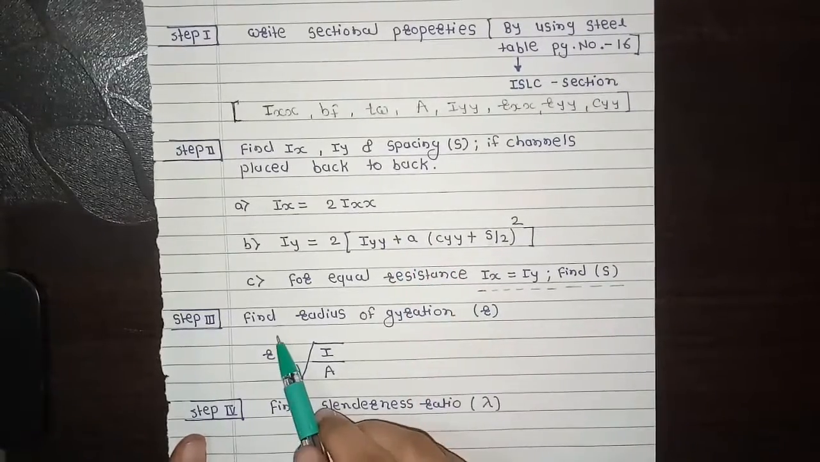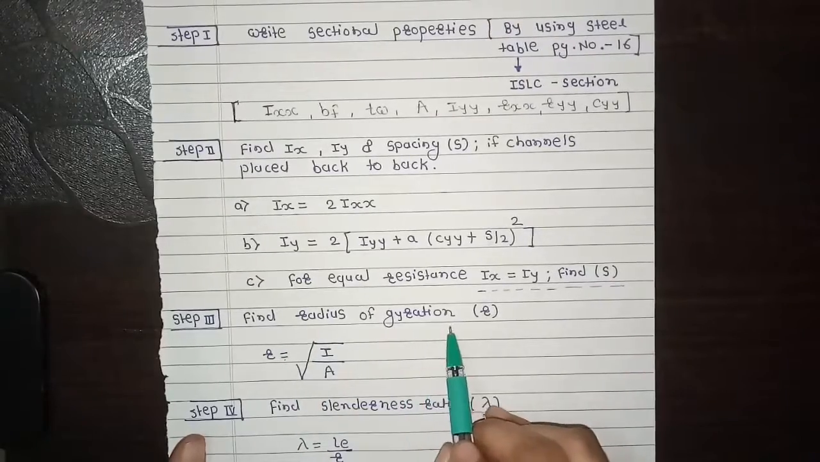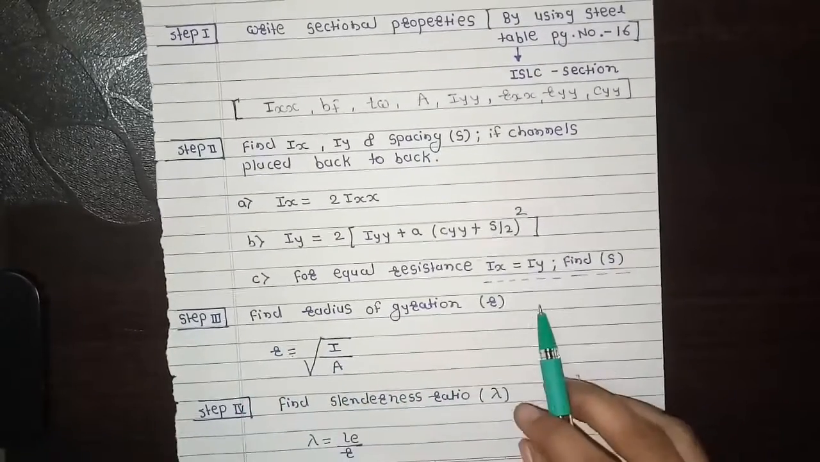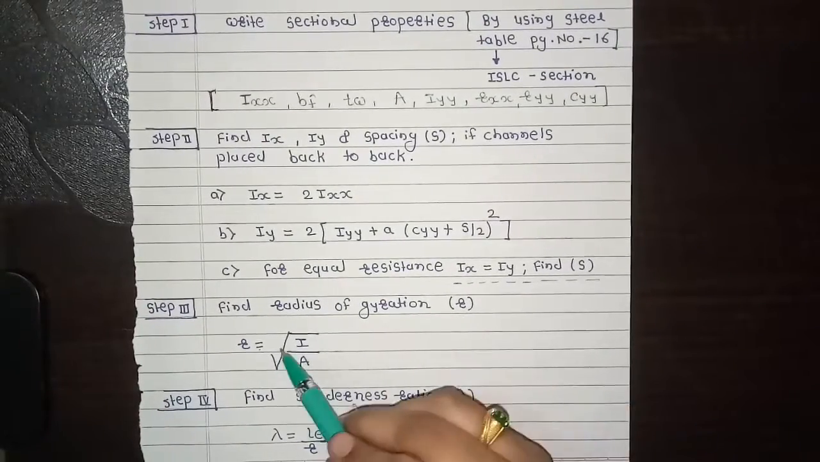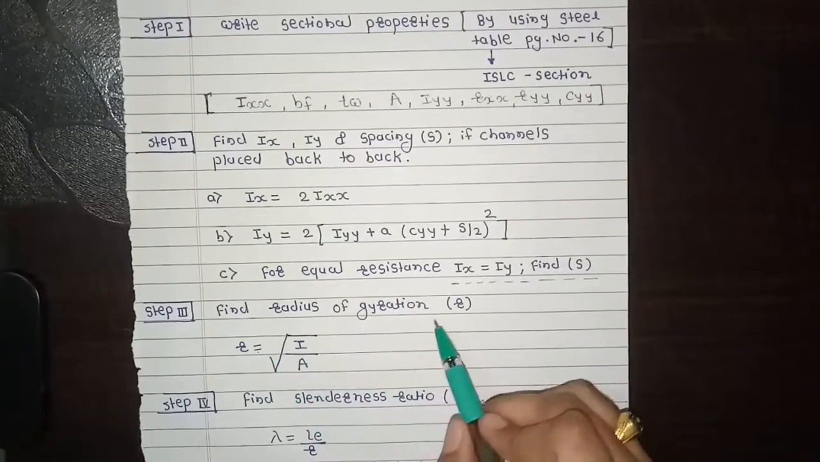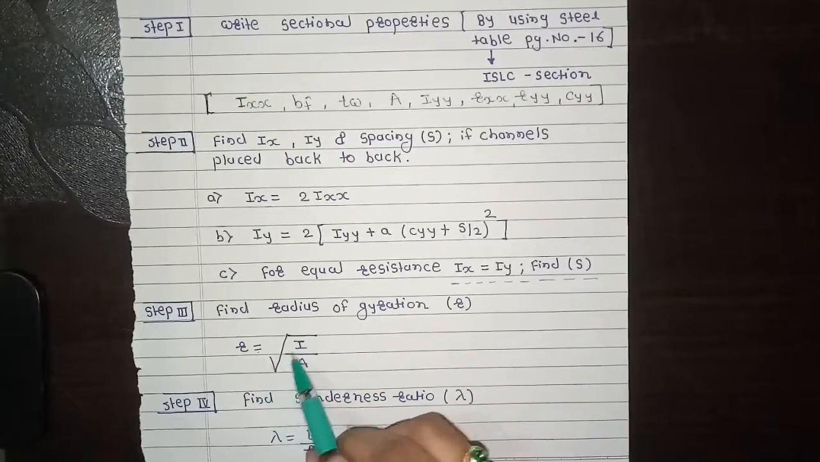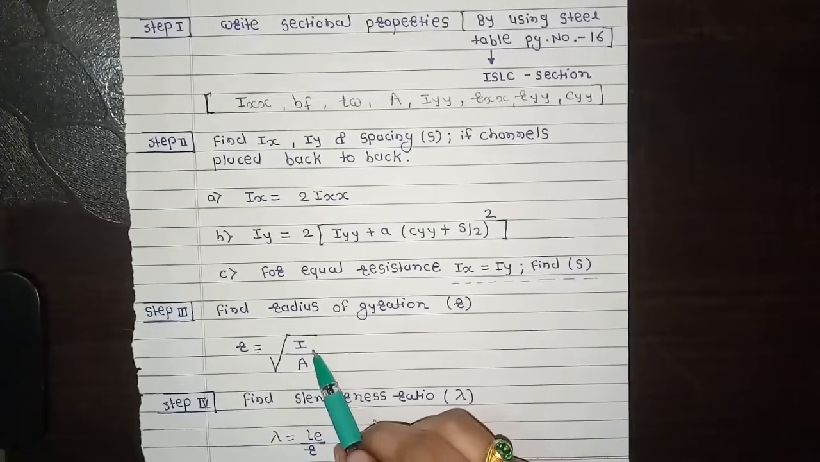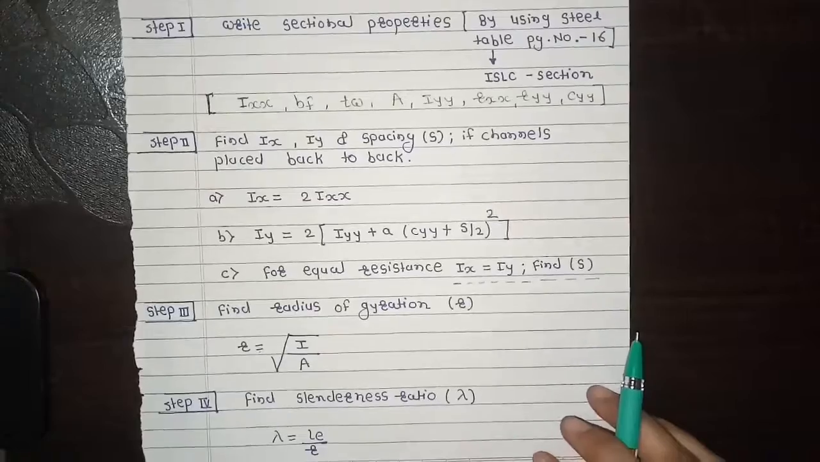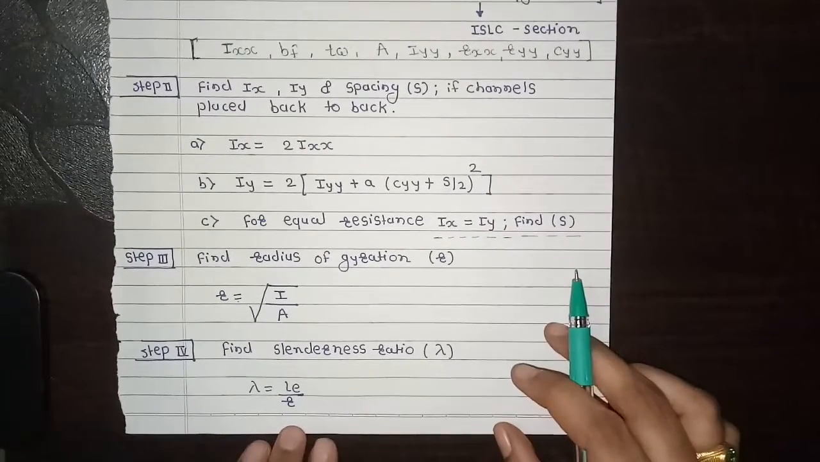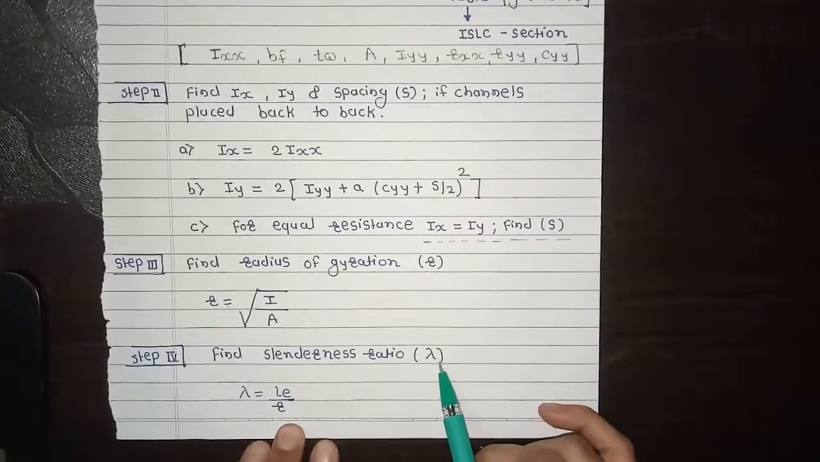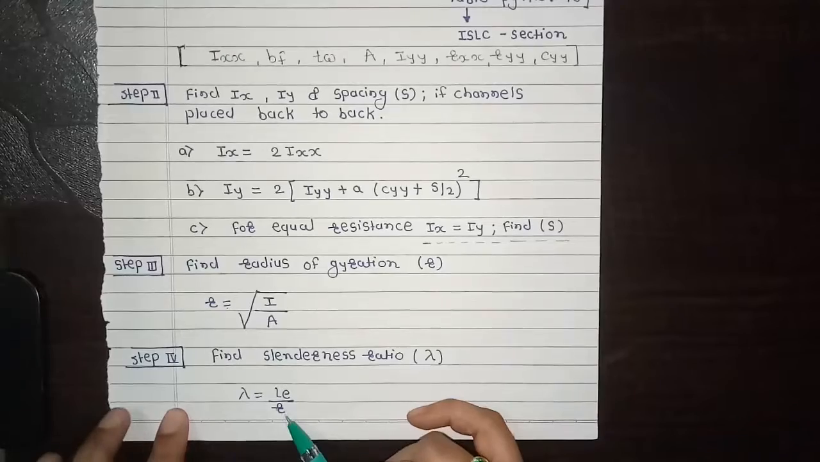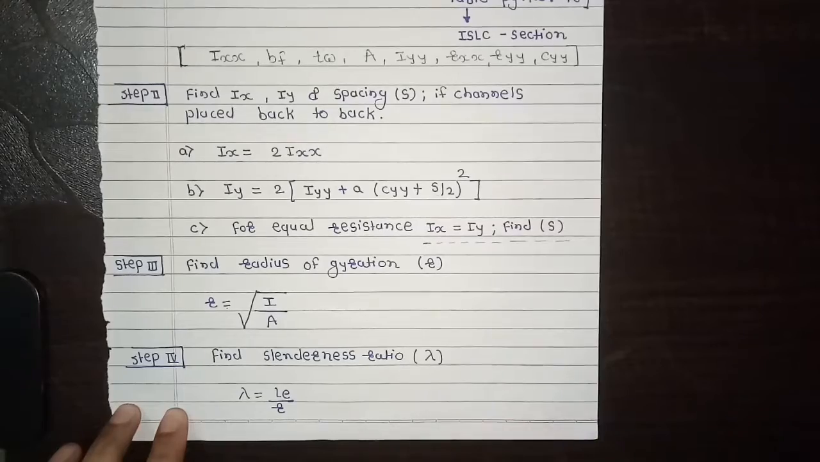Okay. Find radius of gyration. Step third, find radius of gyration. It is denoted by R. So radius of gyration is calculated by formula R is equal to square root of moment of inertia divided by area of section. Step fourth, find slenderness ratio. It is denoted by lambda, and lambda is calculated by formula effective length divided by radius of gyration.